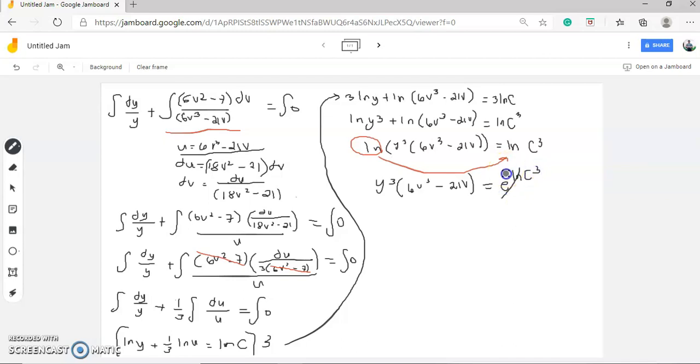So this cancels, becomes 1, right? This is what remains, 6v cubed minus 21v equals c cubed. Okay.